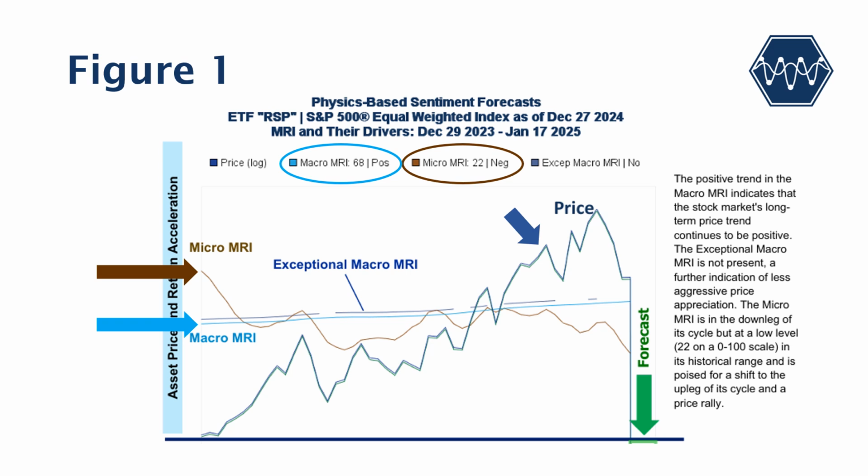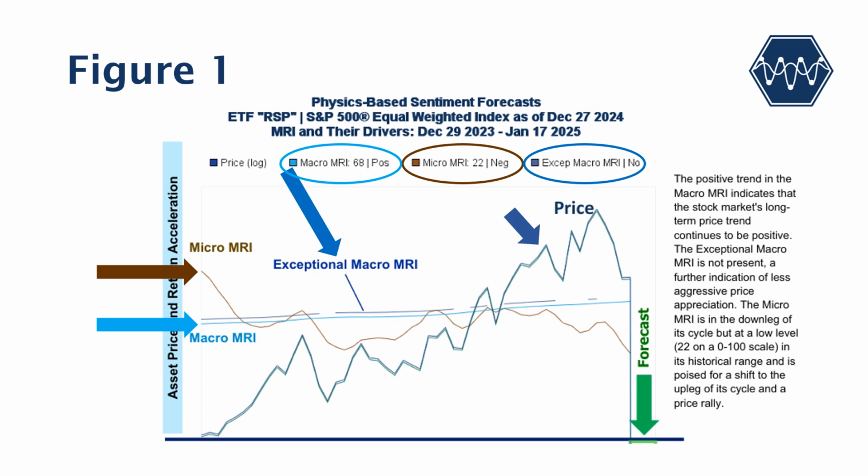The exceptional macro MRI is shown intermittently as the dark blue line above the macro MRI. This indicator appears when the slope of the macro MRI is likely to become more positive, signaling increased market resilience. Its current status is displayed in the legend, with yes indicating it is present and no indicating it is not. When present, the exceptional macro can reduce the negative impact of pessimism associated with the micro or macro MRI during the down legs of their cycles.